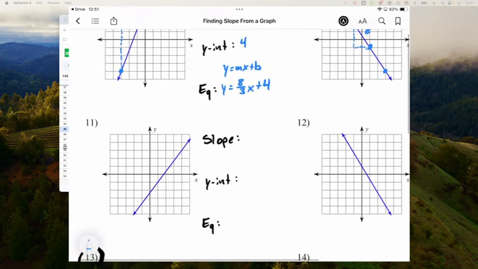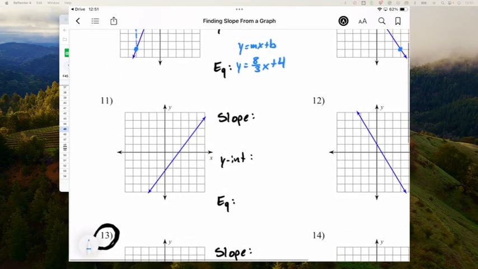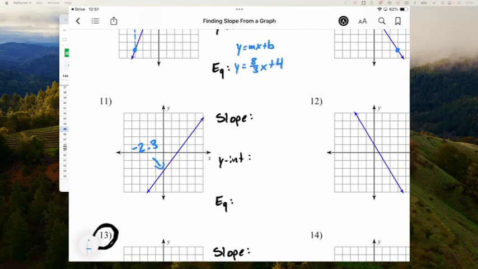Number 11. We're going to pretend that that is -2.3 for our y-intercept. We're going to look for places where this catches the corner perfectly. So there's one, and there's another one. So negative 2.3 is what we will call our y-intercept. Our slope will be up 1, 2, 3, 4, and to the right 3. Up 4, to the right 3.